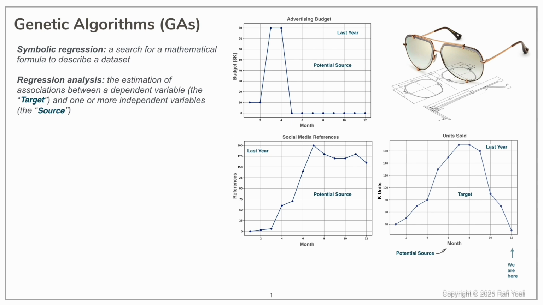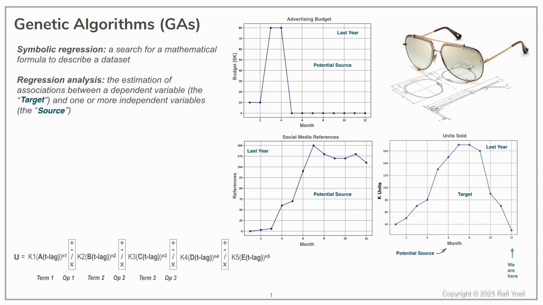Looking at our graphs, we can observe some patterns. There seems to be a relationship between social media references and unit sales, but it's not immediately obvious what mathematical formula might connect them. Similarly, advertising budget shows a spike early in the year, but its effect on sales isn't easy to determine. Finding the right mathematical formula is challenging. Should we use addition, multiplication, or more complex operations? What coefficients should we use? Traditional methods require us to guess the structure, but AI's genetic algorithms can discover the rest for us.